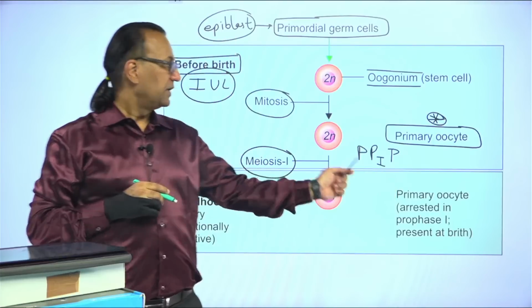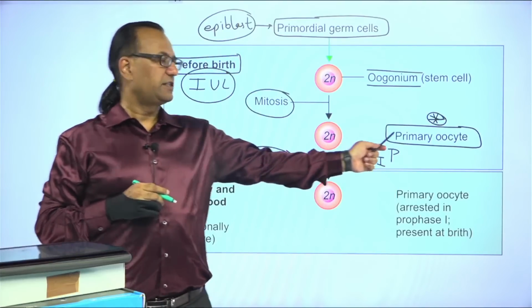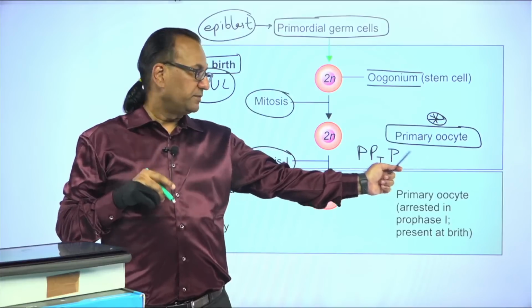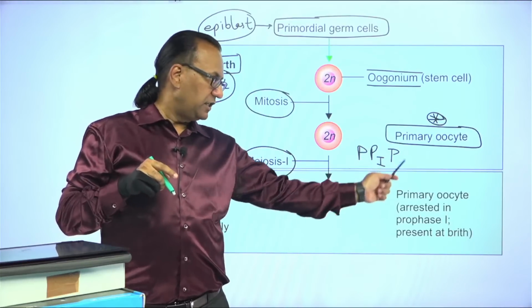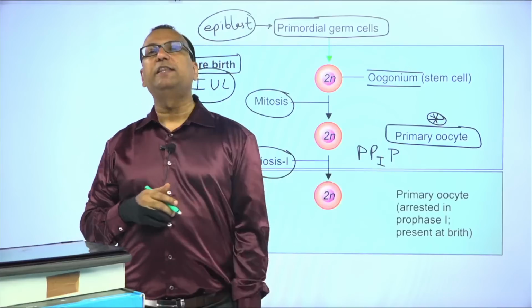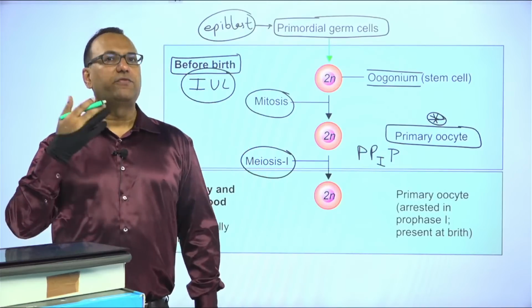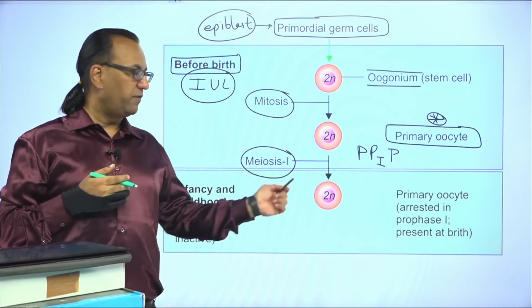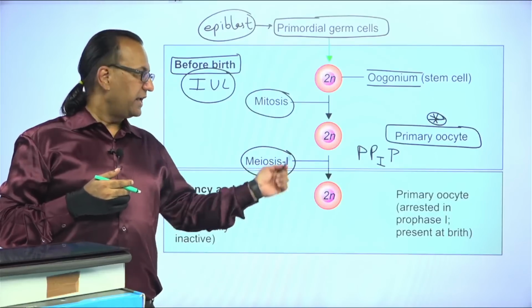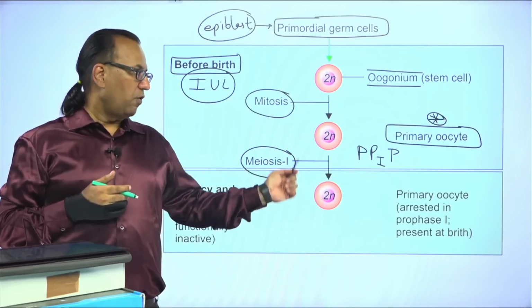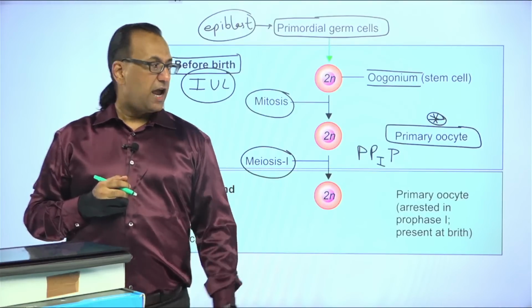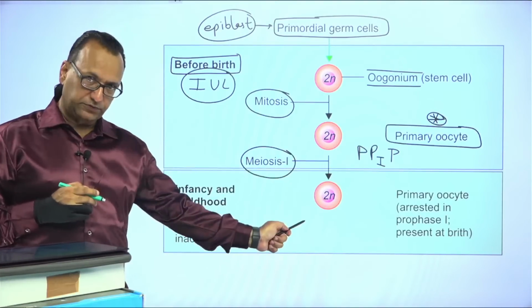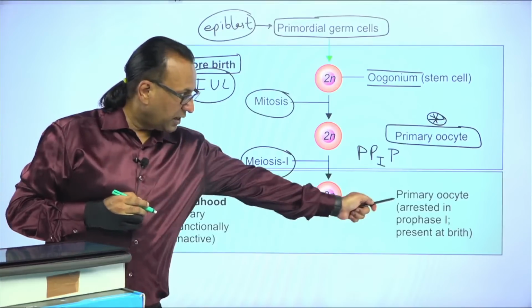Let me repeat it. This primary oocyte will be arrested, will remain dormant in prophase 1 till puberty, because at puberty there will be LH surge, and only after LH surge the meiosis 1 will proceed further. So there is a meiosis 1 arrest. Now let us say the girl has achieved puberty and she is having LH surge and the meiosis 1 proceeds further.